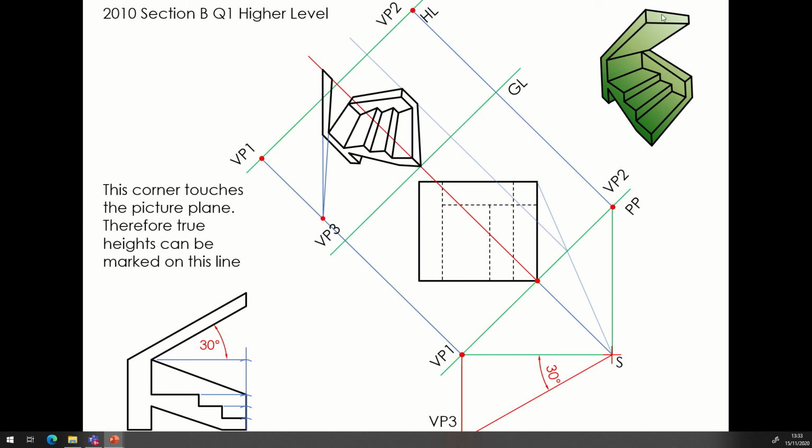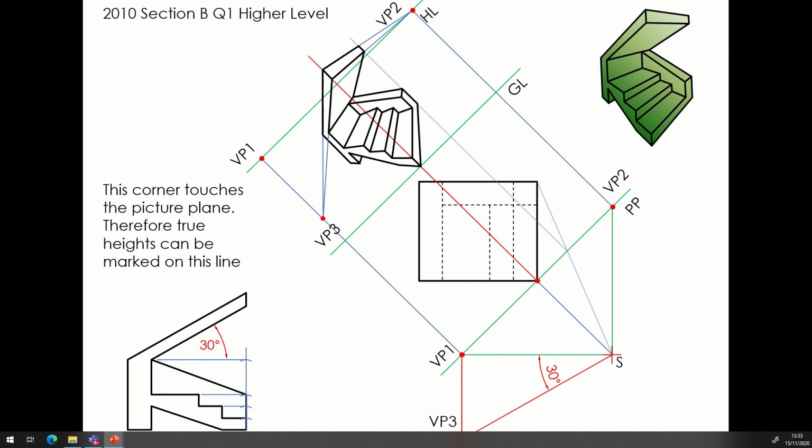And then it's just a case of squaring it around the front by going to VP2. Like so, and there's our back corner here, brought up, giving us the final position there. And you could go to vanishing point 3 up through your corner point here, or you can simply join the two together. So that gives us our completed perspective.